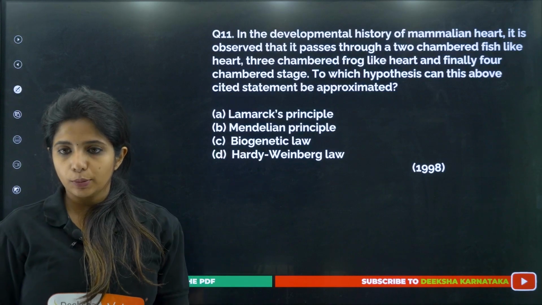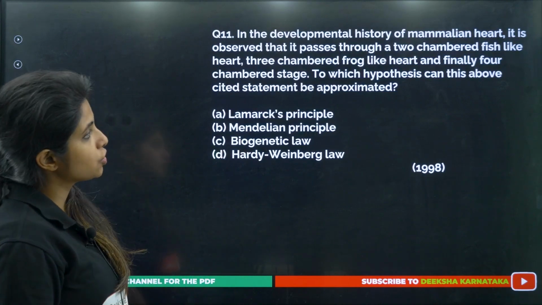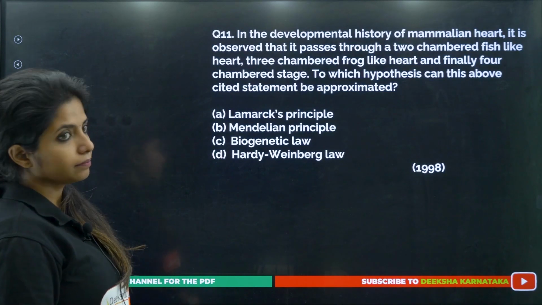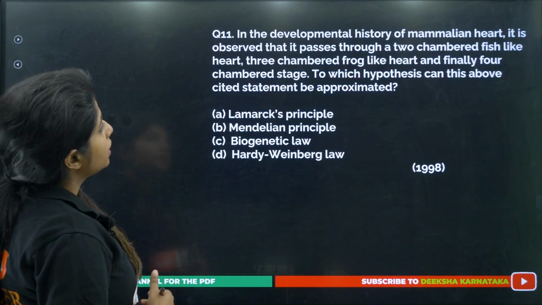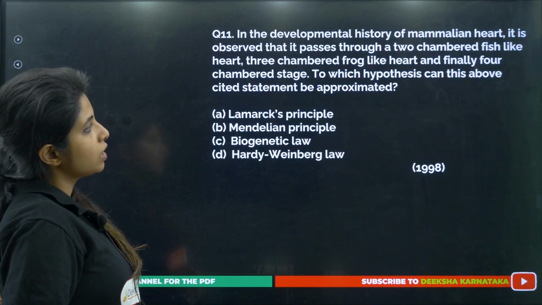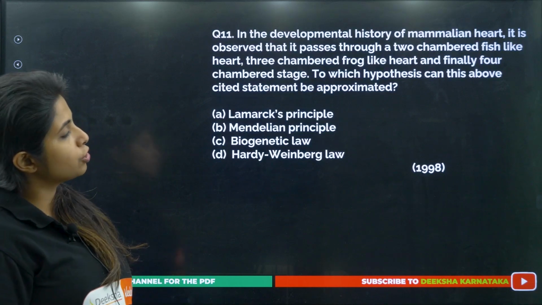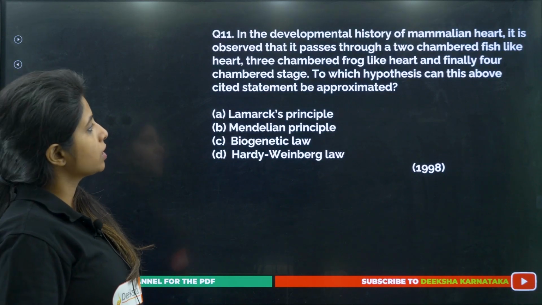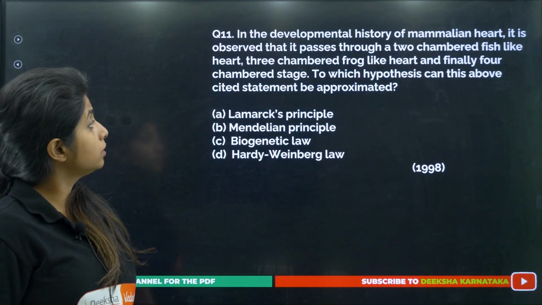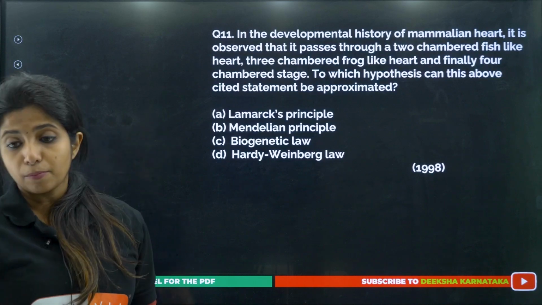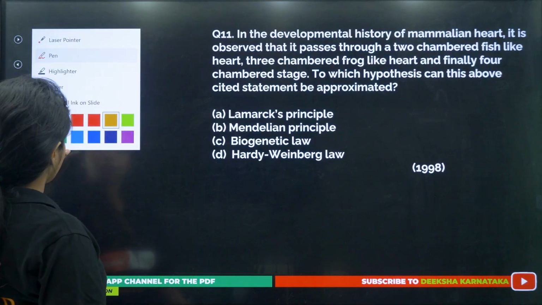Going ahead with the 11th question. In the developmental history of the mammalian heart, mammals like us, it is observed that it passes through a 2-chambered fish-like heart, a 3-chambered frog-like heart and finally the 4-chambered stage. To which hypothesis can this above cited statement be approximated? Oh well, listen to me very carefully.